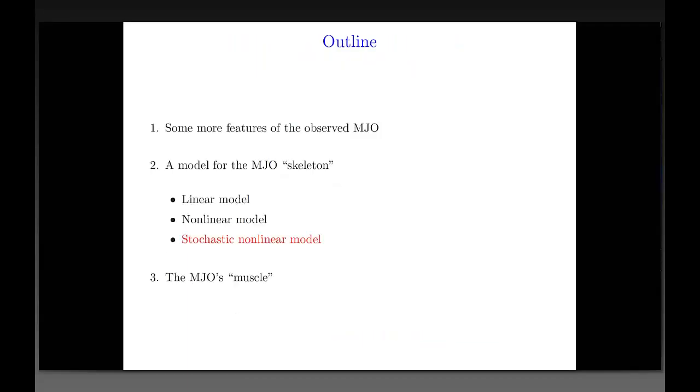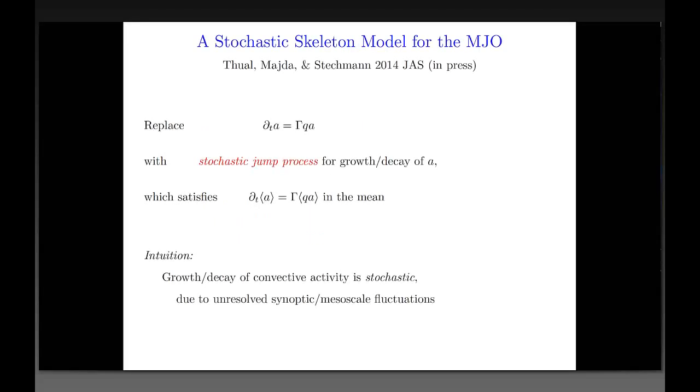Okay, so just to get our bearings again. Hopefully I've convinced you that the linear modes and the nonlinear evolution of this model capture the basic features of the observed MJO. Now I want to present yet a third version of this model, a stochastic version. This is in a paper that's in press right now in JAS, with Andy Maida from NYU and a postdoc at NYU named Sulian Thule.